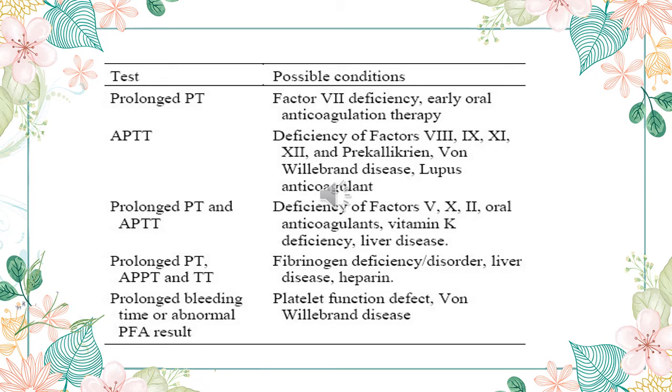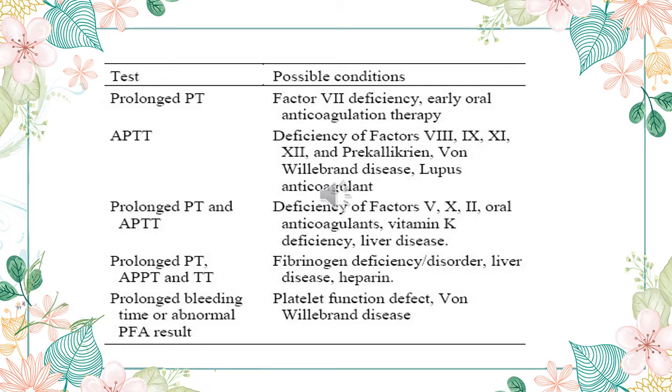We could remember them as 1972: fibrinogen, factor 9, factor 7, and factor 2. Late in anticoagulant therapy, I'm having prolonged PT and PTT. In acquired or congenital defects in factor 5 or factor 10, I'm having prolonged PT and PTT.